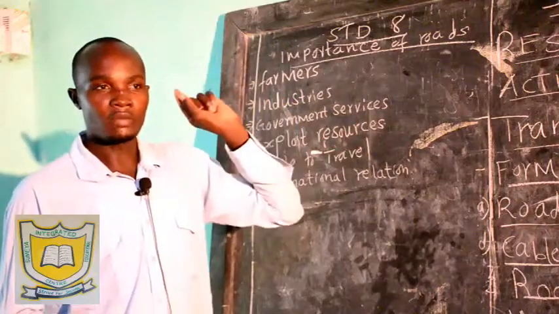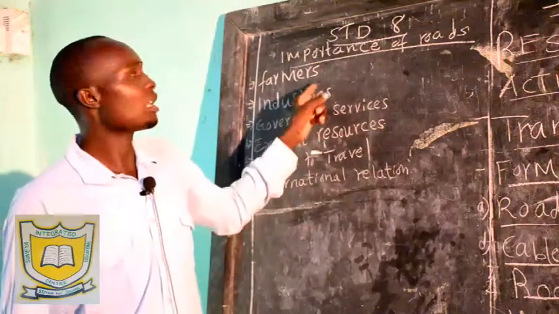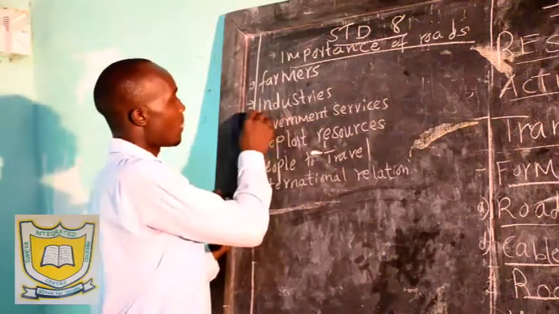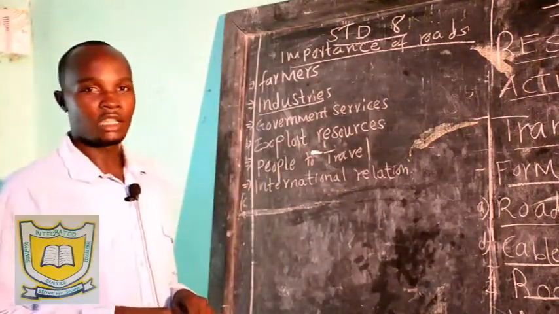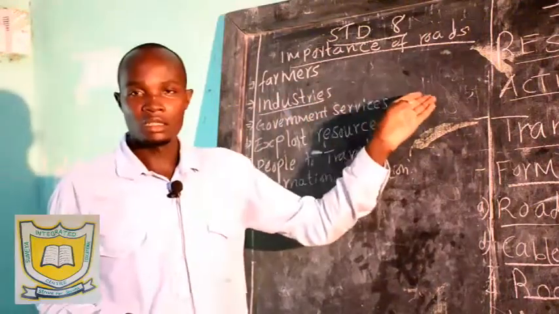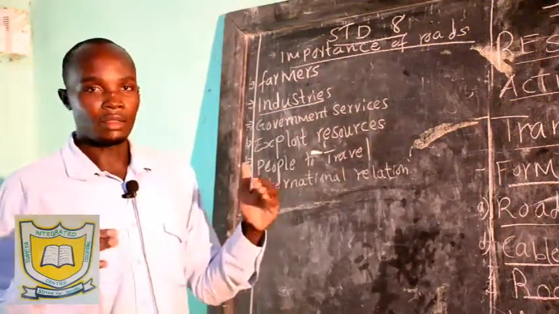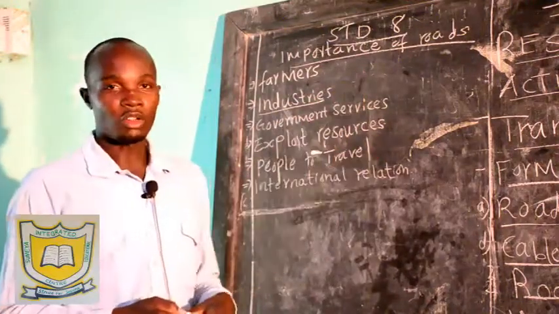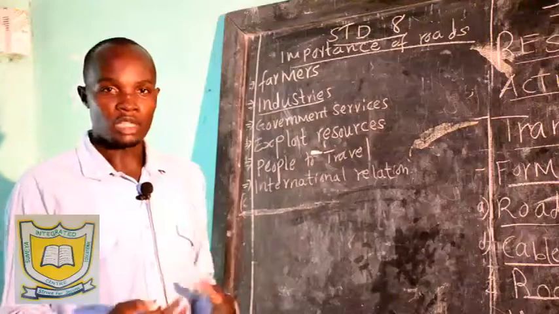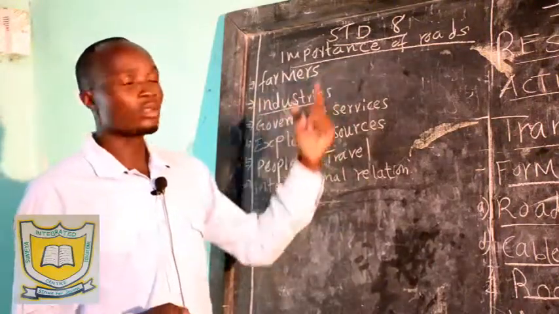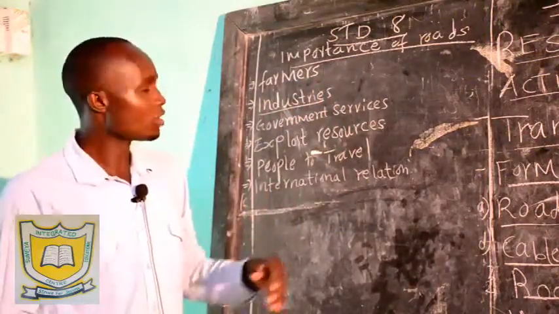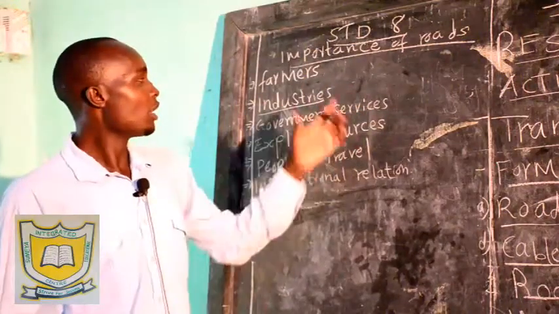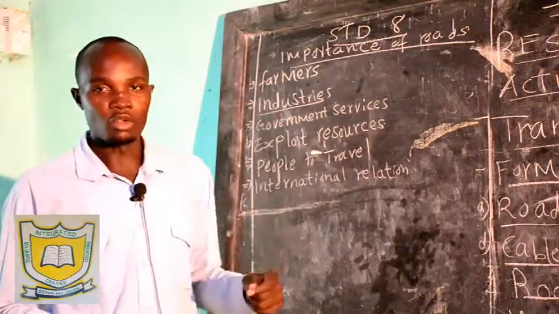So importance of the roads, number one, they enable the farmers to take their produce to the market. Then number two, they enable the industries to take their produce to the market. Because we know very well after produce has been harvested in the farm, it is taken to the factory or the companies where it is processed. So these industries will also need good roads to take their manufactured goods to the market.